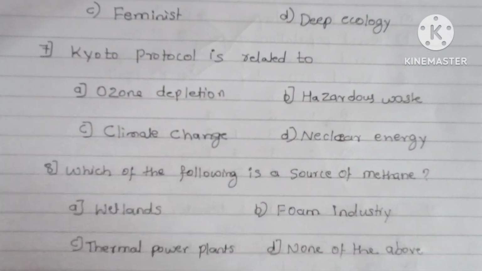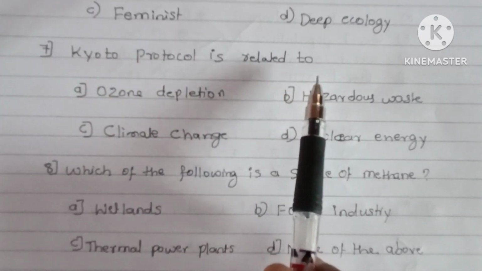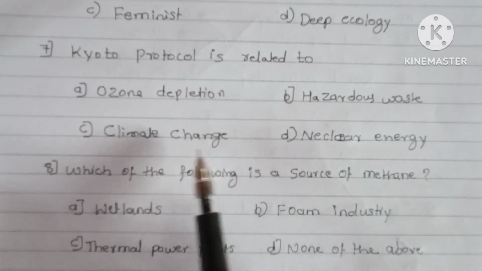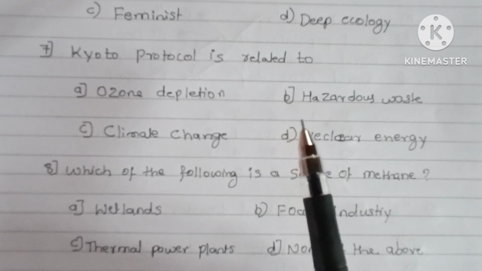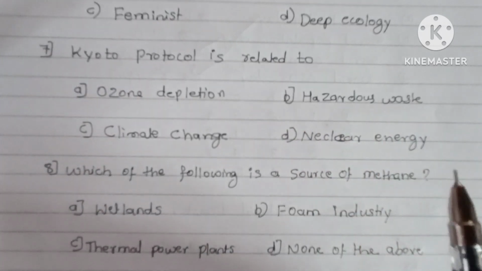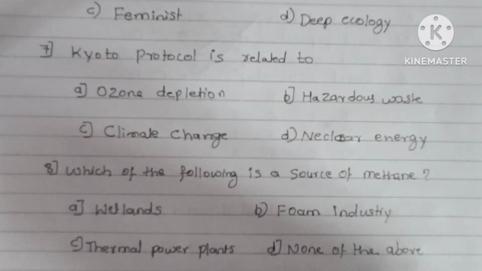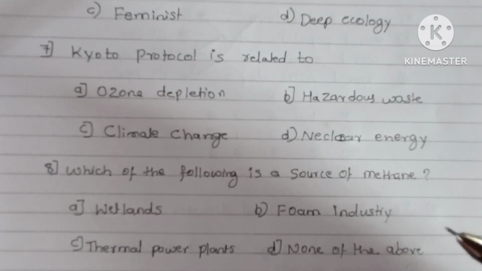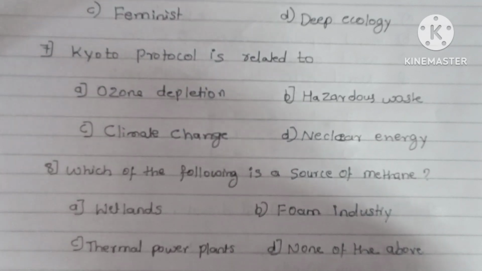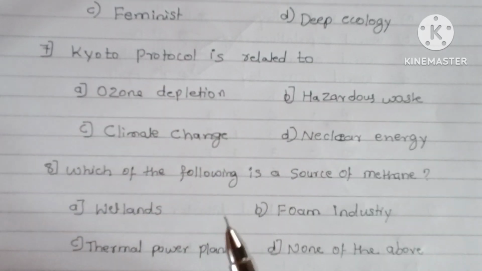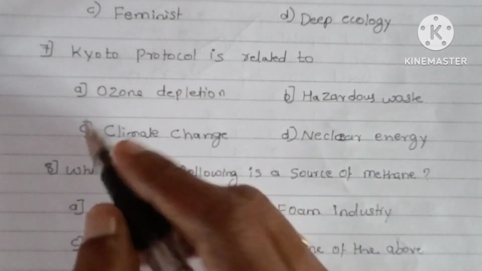Next, come to the seventh question. Kyoto Protocol is related to ozone depletion, hazardous waste, climate change, or nuclear energy. Ozone depletion occurs in the upper atmosphere. This layer protects us from the sun's harmful ultraviolet rays, but nowadays, due to a highly polluted environment, this layer is getting affected very badly. So, Kyoto Protocol is related to ozone depletion, to protect the ozone layer. Option A is the right answer.